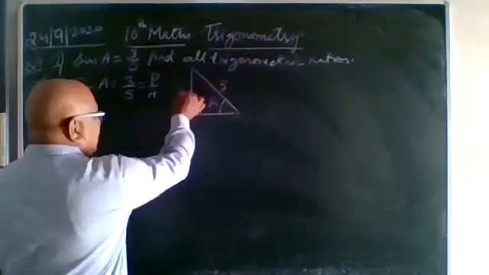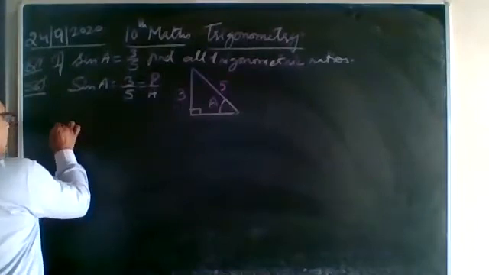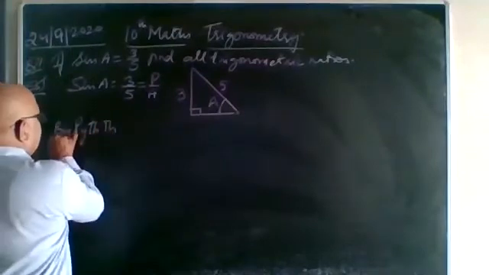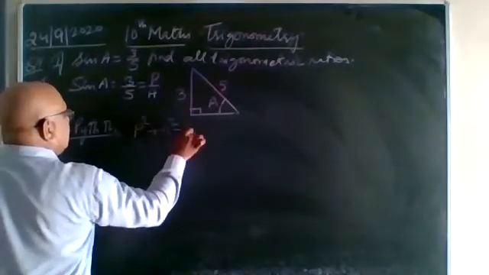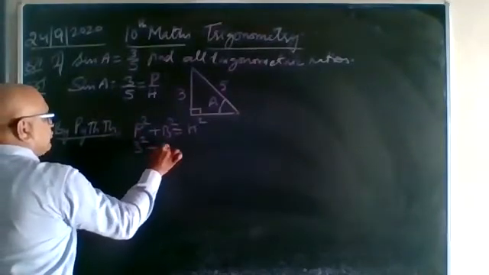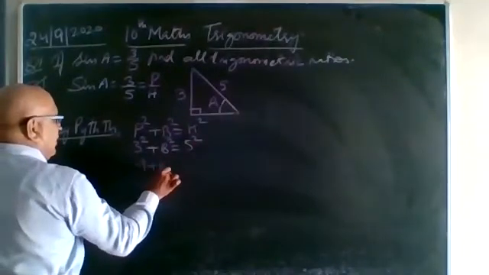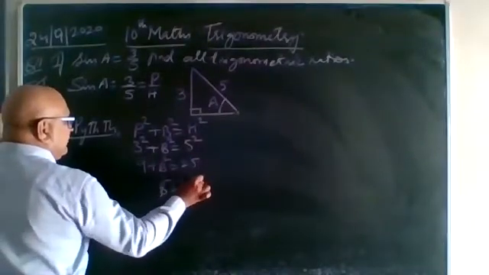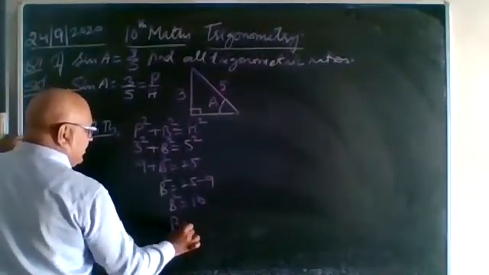Now, the third side is what? This can be calculated. So by Pythagoras theorem, p square plus b square equal to h square. So p is 3 square, b square you don't know, h is 5 square. 9 plus b square equal to 25. So b square equal to 25 minus 9. So b square is 16. So you will get b equal to 4.